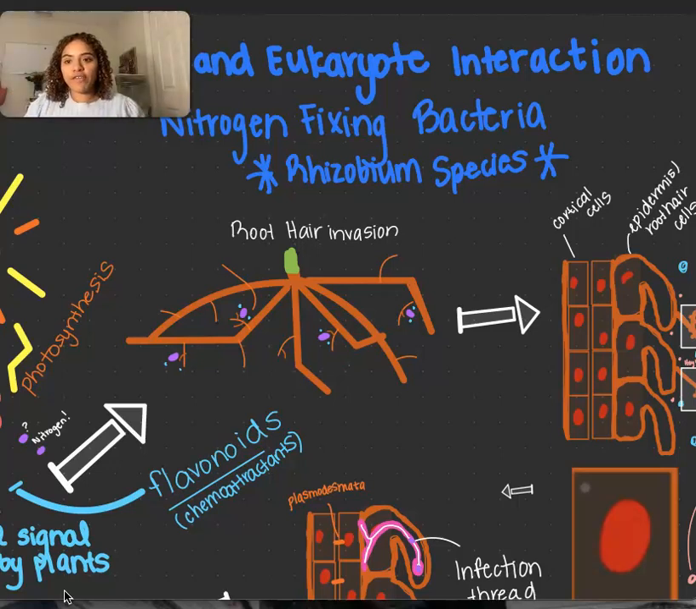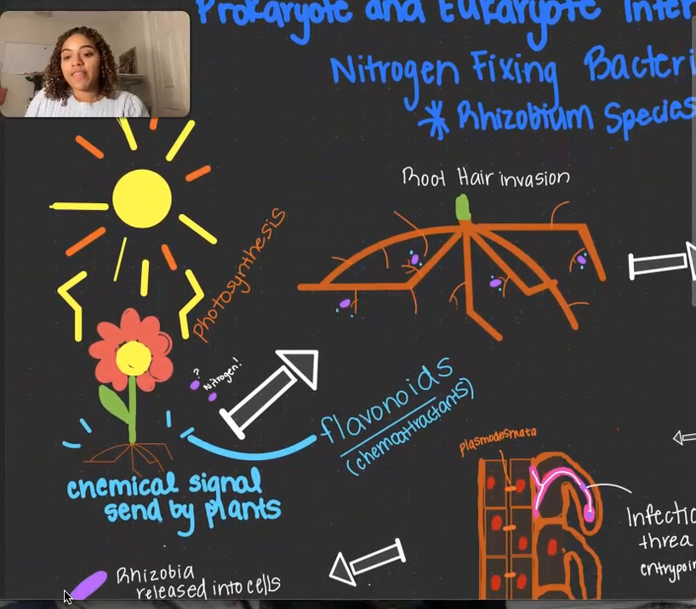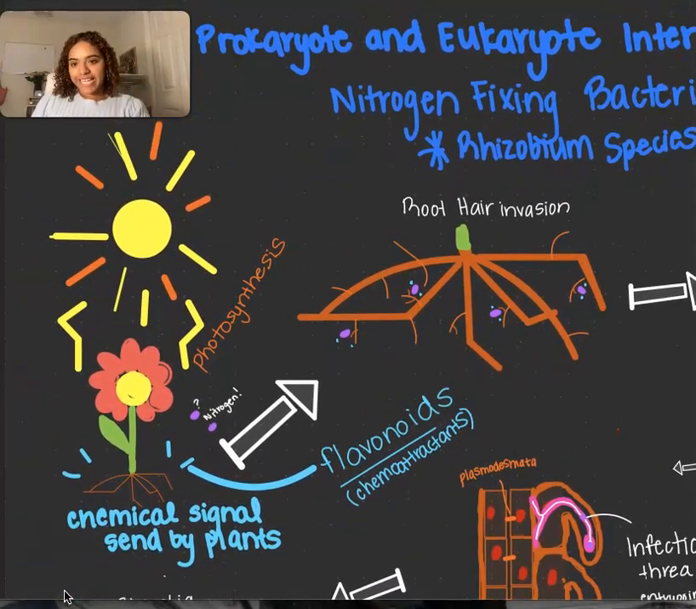I'm going to be talking about the prokaryote and eukaryote interaction that I've selected, which is the nitrogen-fixing bacteria, the Rhizobium species, and the leguminous plants.